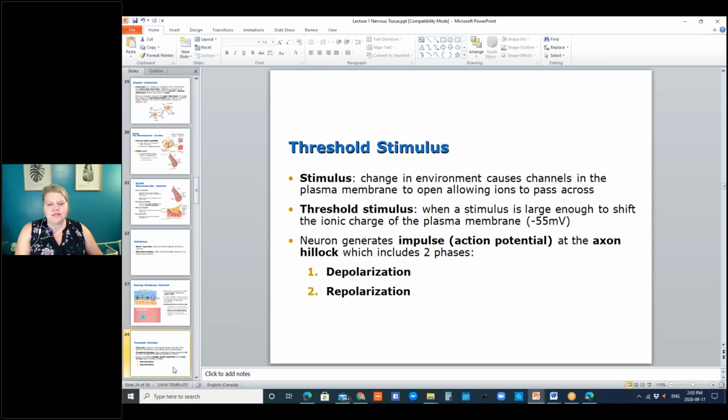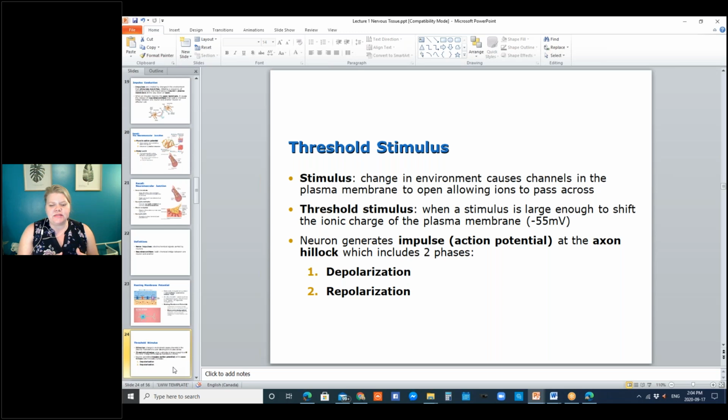So threshold stimulus, this is where something happens. A stimulus, a change in the environment, causes a channel or all the channels in the plasma membrane to open, allowing the ions to pass across. A threshold stimulus has to be large enough. It has to be strong enough to reach threshold, okay? That's why it's called threshold. Otherwise, it's just a stimulus. Your body might actually ignore it if it's not strong enough.